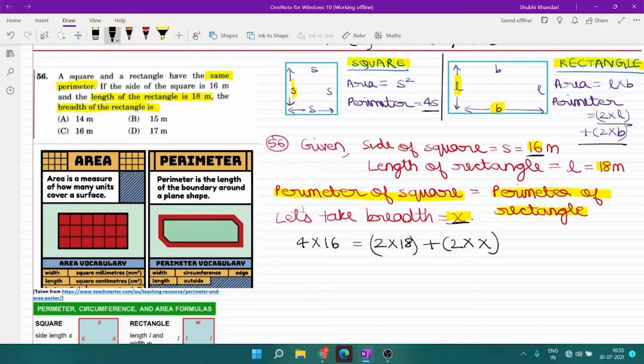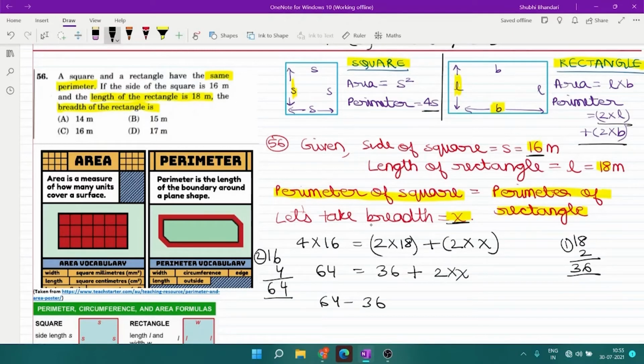So 4 into 16 is 64. So this gives us 64. 2 into 18 is 36. So this gives us 36 plus 2 into x. So 64 minus 36 is equal to 2x. 64 minus 36.